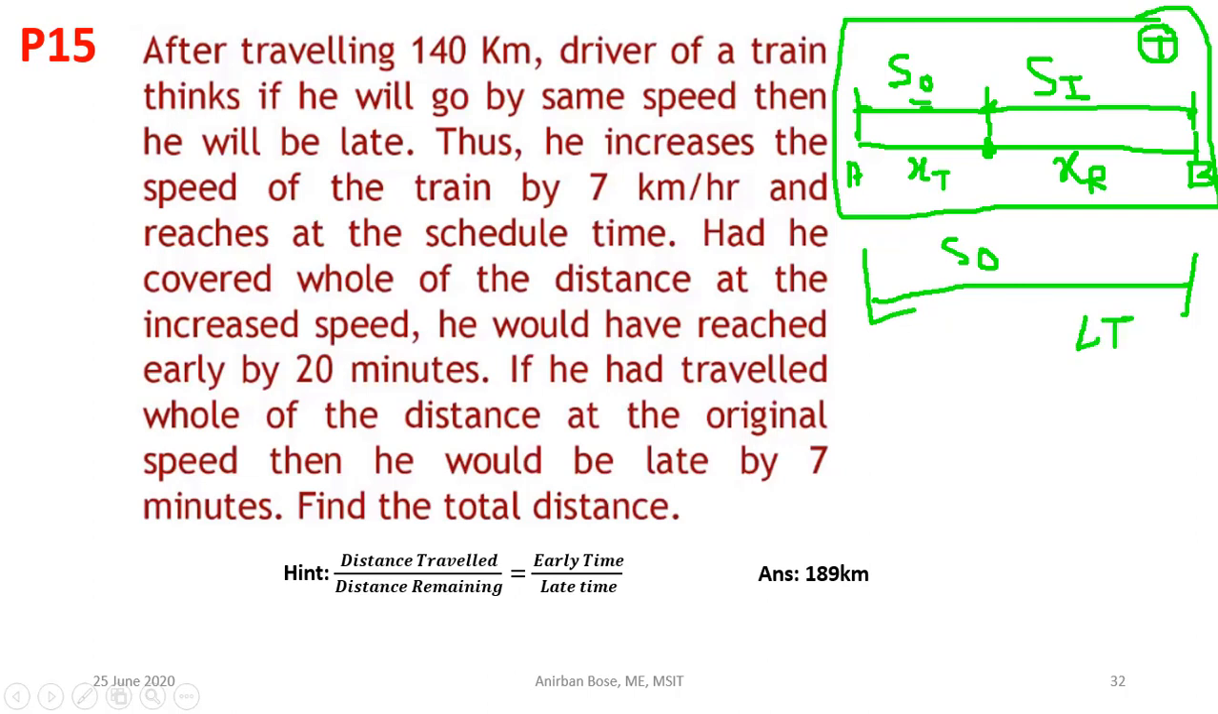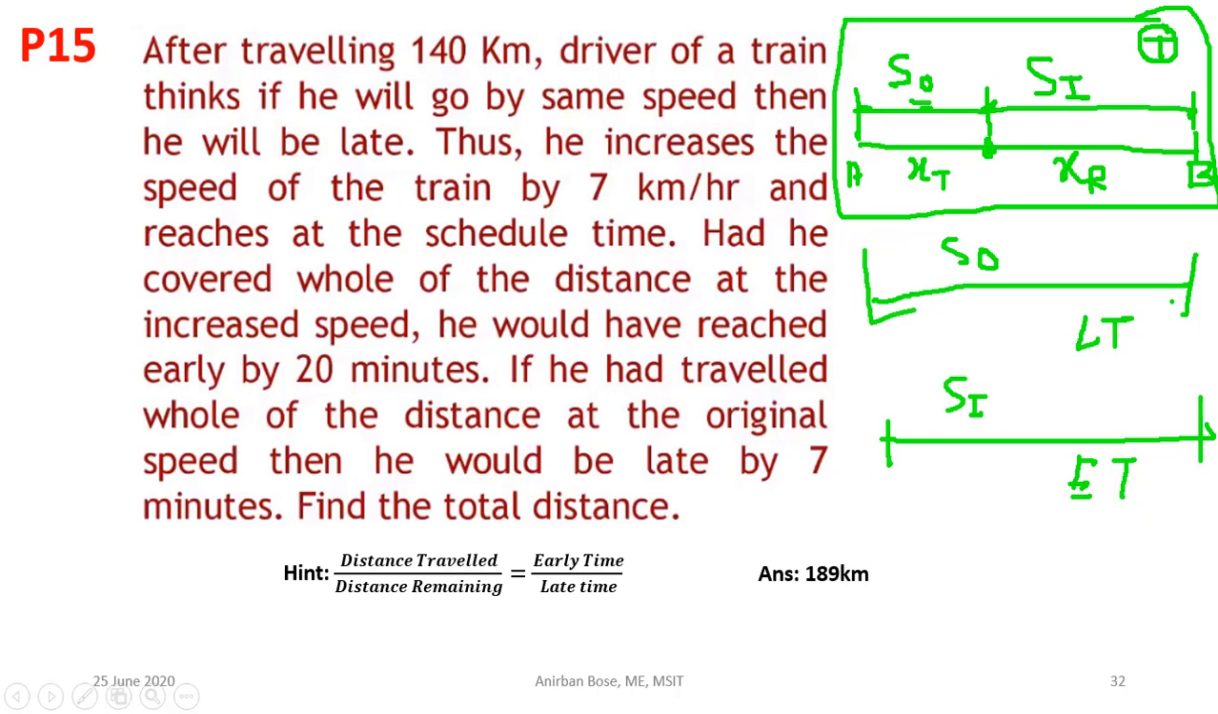Say that late time is LT with respect to the original time. And if he travelled the whole distance with the increased speed, then he will be early, and that early time is also given. Okay, the question is you have to find out the total distance.